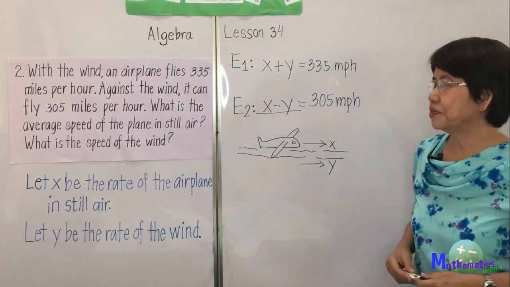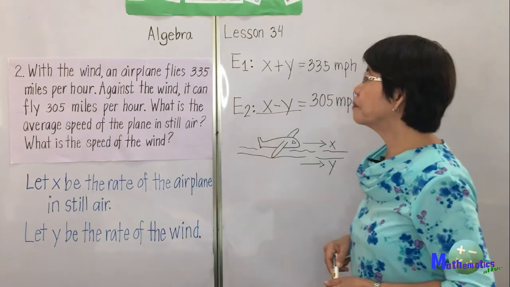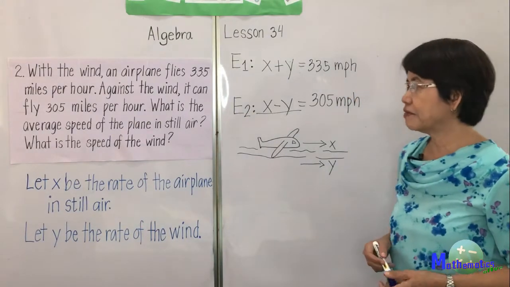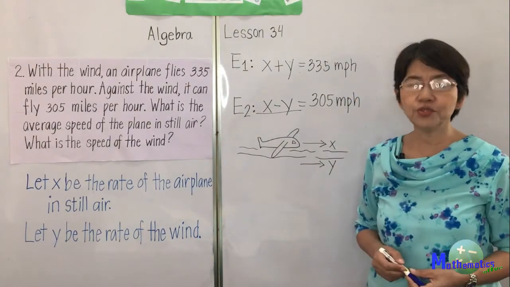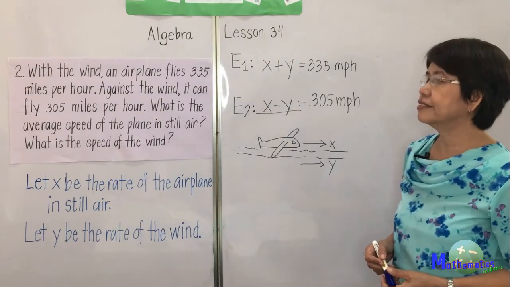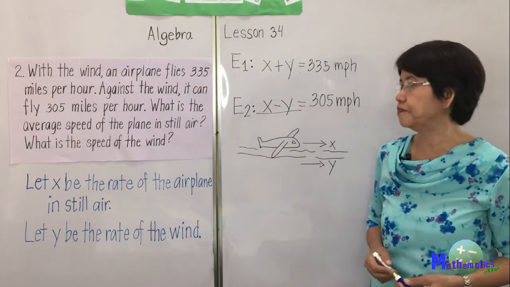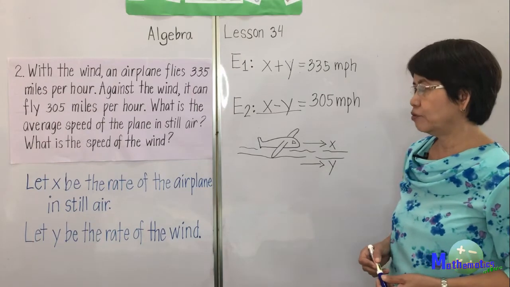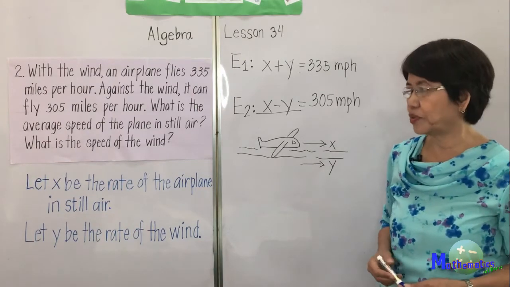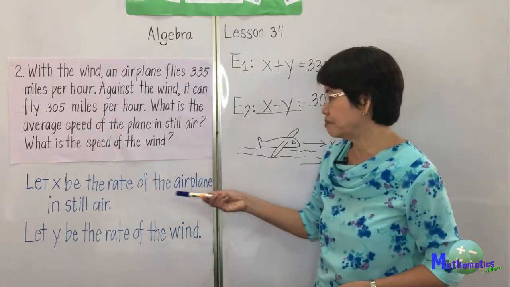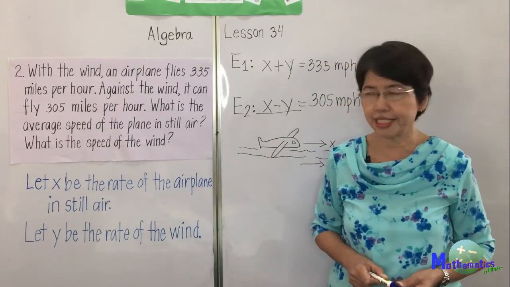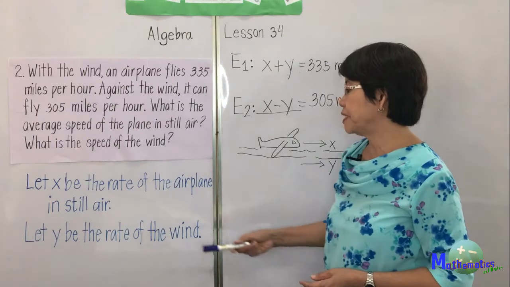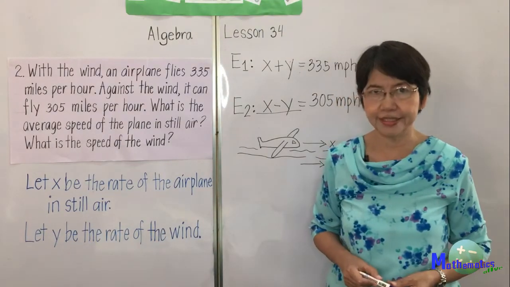Problem number 2. With the wind, an airplane flies 335 miles per hour. Against the wind, it can fly 305 miles per hour. What is the average speed of the plane in still air, and what is the speed of the wind? So we let x be the rate of the speed of the airplane in still air, and let y be the rate of the wind.